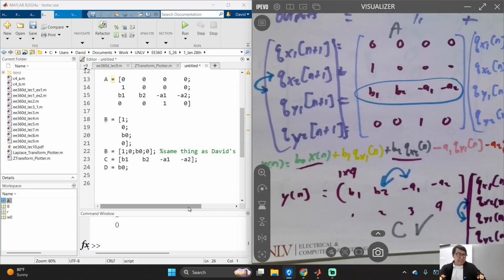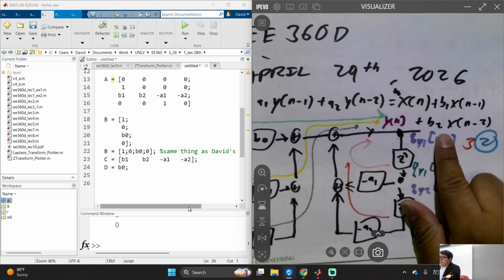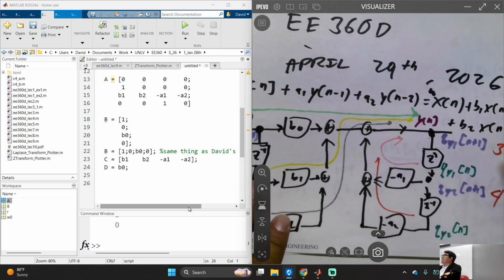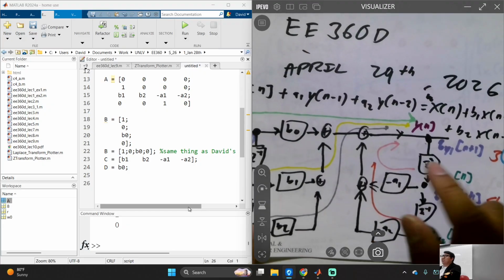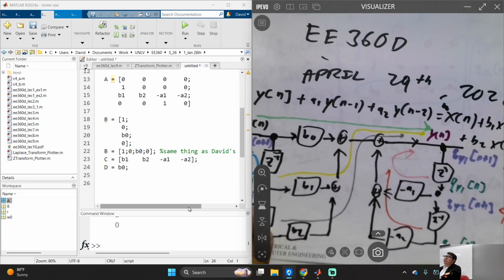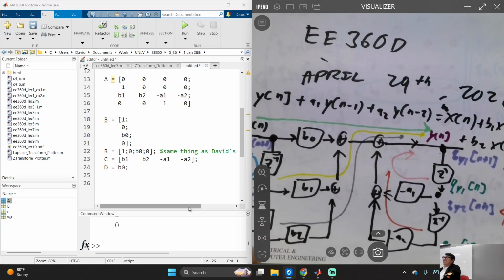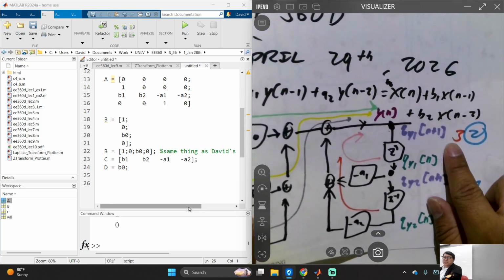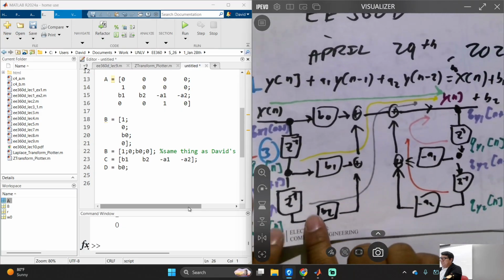Someone might ask, this doesn't exist, right? B2 doesn't exist, it's 0. So why can't I just do 3 states instead of 4, so my A is going to be a 3 by 3? You can. I'm just doing a general equation so that when I want to change the assignment, I have a backup. So what are you going to do with this B2 x[n minus 2]? This guy right here.